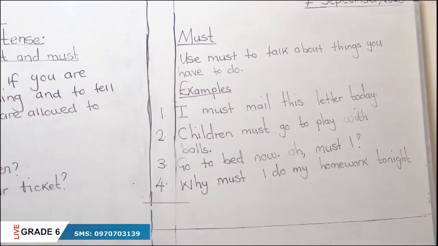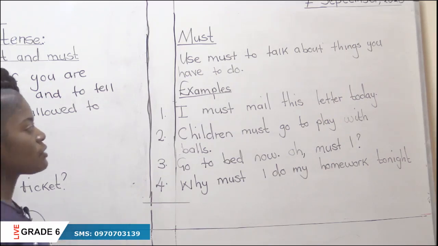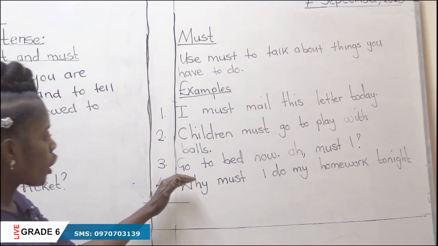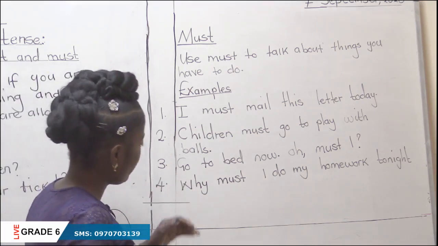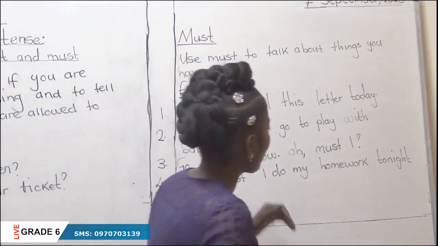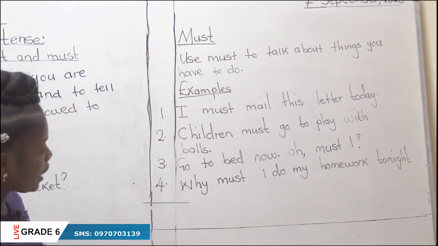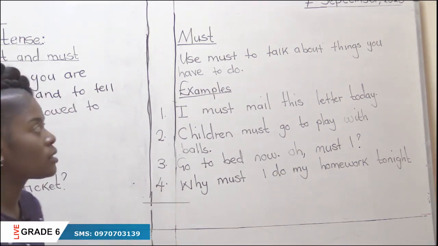So I've given you 4 examples on how to use the word must. I must mail this letter today. Children must go to play with balls. Go to bed now, or must I? Why must I do my homework today? Remember, must is used to talk about the things that you have to do. So I need the 5th sentence on how to use must.